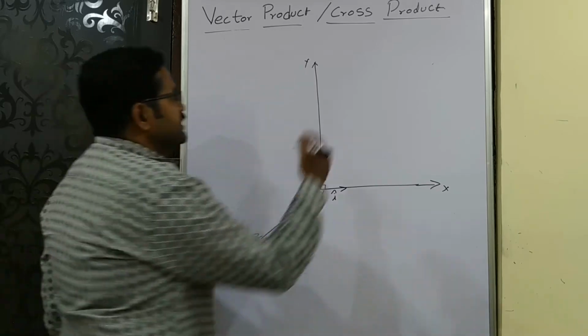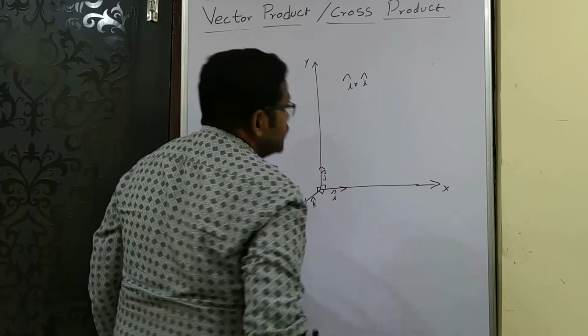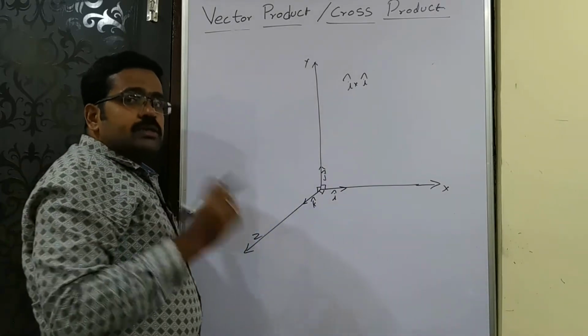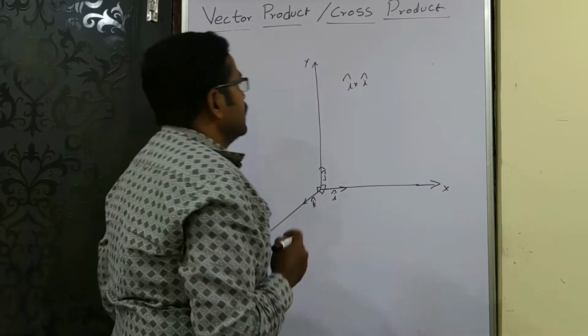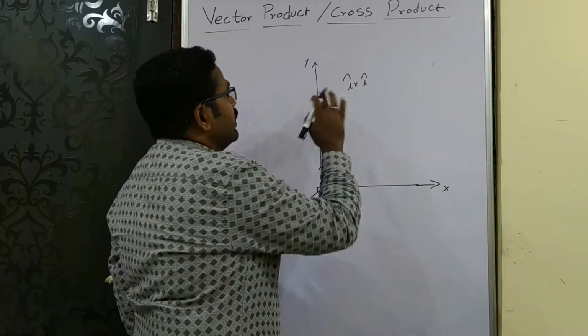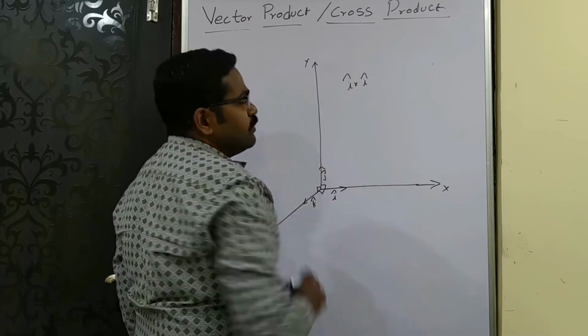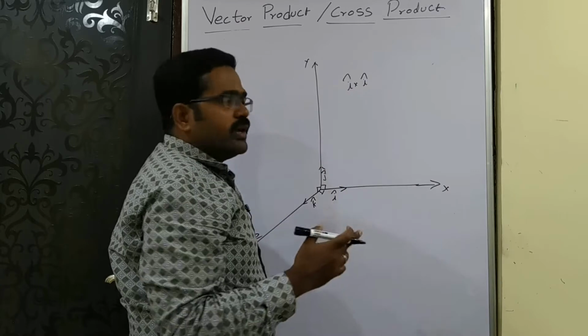Got it? So how much is i cap cross i cap? We have seen in the last class that i cap dot i cap was mod of i cap square. That was magnitude of i cap into magnitude of i cap, where magnitude of i was 1 and again magnitude of i was 1. 1 square is 1 unit.